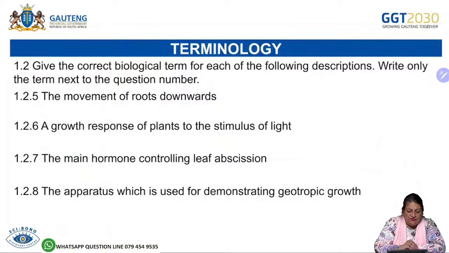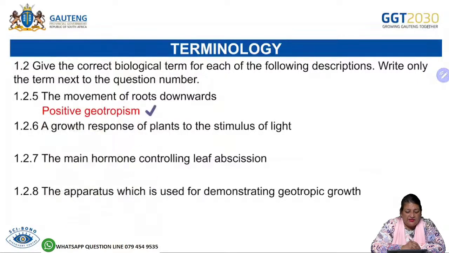Right. So give the biological term for the movement of roots downwards. If roots move downwards, they're moving towards gravity, and that's called positive geotropism. A growth response of a plant towards light: phototropism. The main hormone controlling leaf abscission, meaning leaf fall: abscisic acid.